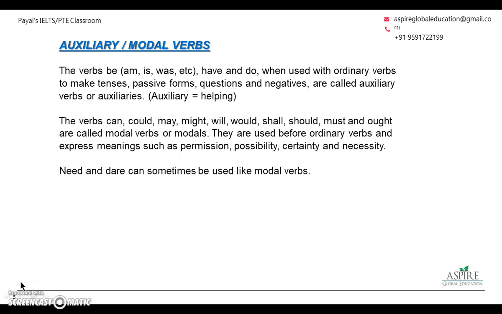Now this we have already done before, auxiliary and modal verbs, am, is, was, etc., and they're all called auxiliary verbs. They're different, words like can, could, may, might, which are used depending on the requirement in the sentence. Somewhere they are used to express meanings such as permission, possibility, certainty, and necessity. Need and dare can also be sometimes used as modal verbs.